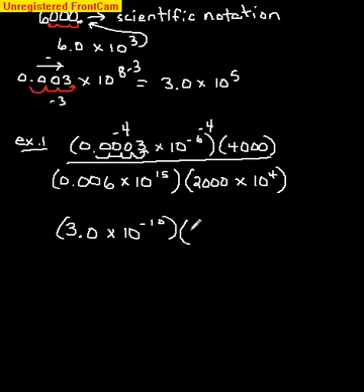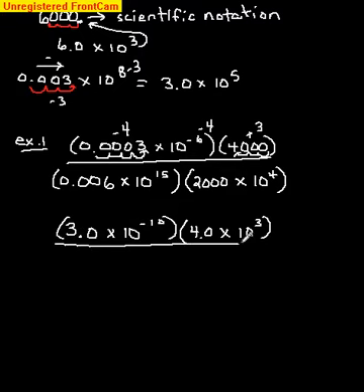10. Next one, we're going to have to move our decimal point over 1, 2, 3 places to the left, so it's going to be plus 3. So it's going to be 4.0 times 10 to the 3rd power.